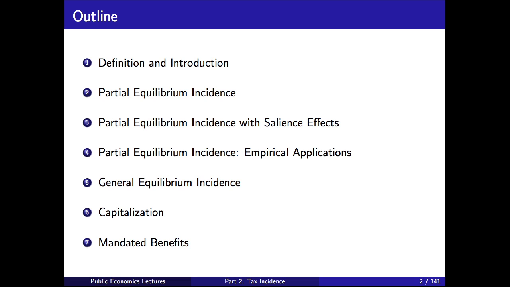The simplest way to think about incidence is partial equilibrium, so that's one market at a time, rather than thinking about all the feedback effects that might occur in general equilibrium. Then we'll bring in right away the behavioral elements that seem to matter. So there's growing evidence that people don't really seem to pay attention to taxes. And so we'll talk about how incidence works when only some agents are paying attention to taxes and how that affects incidence in practice.